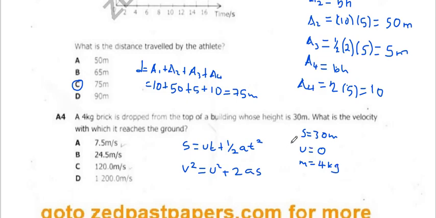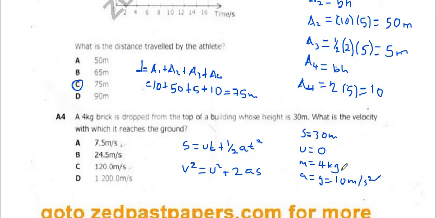And what else do we have? We can find the acceleration, right? Can we find the acceleration? Yes, we can. Since it's falling from a building and it's falling due to gravity, its acceleration is equal to gravitational pull, which is 10 meters per second squared. Okay? So never forget this.